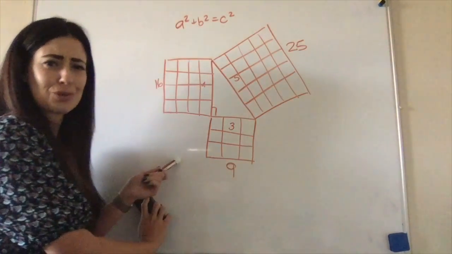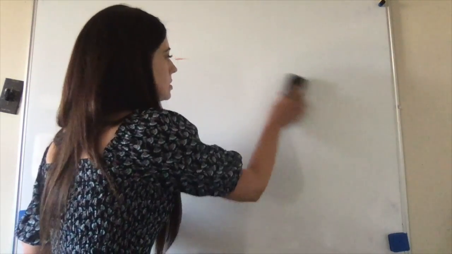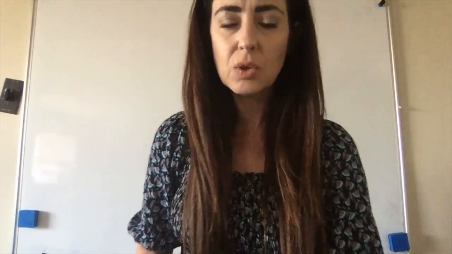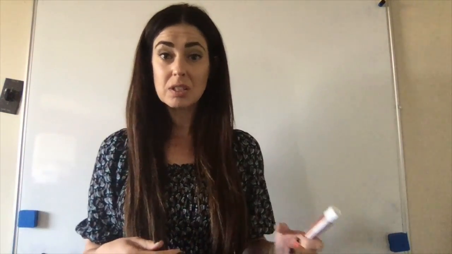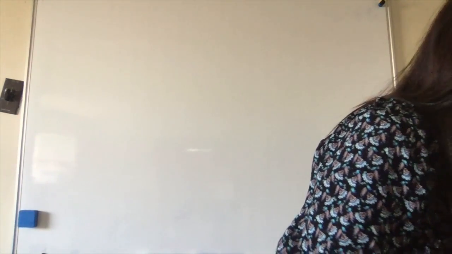I don't want to erase this drawing, it's so cool. So what you can do at home if you want to is you can get some graph paper, draw some right triangles, and then you can test this by cutting out the squares of each length. So let's look at this first example.